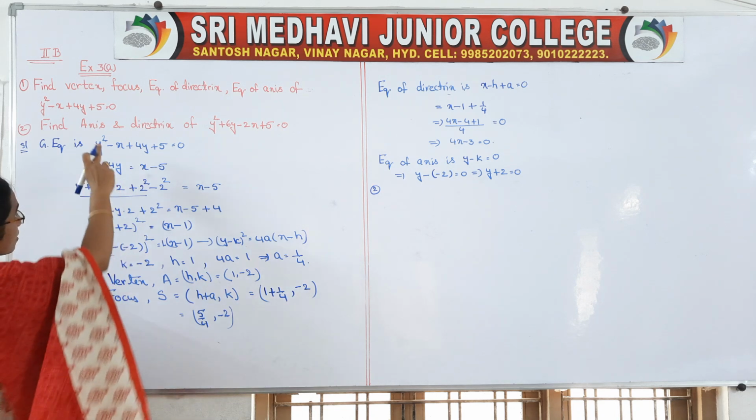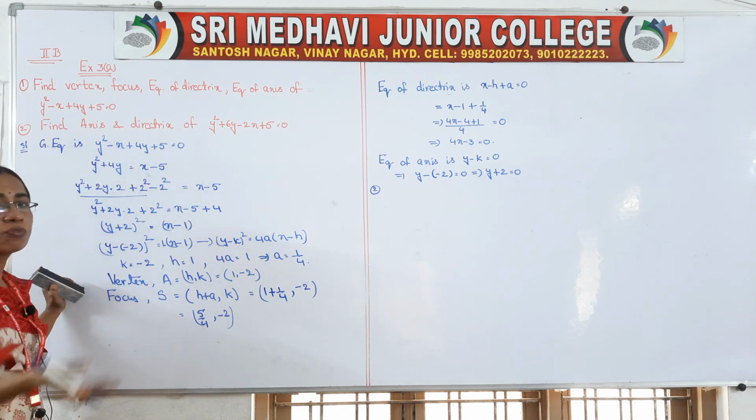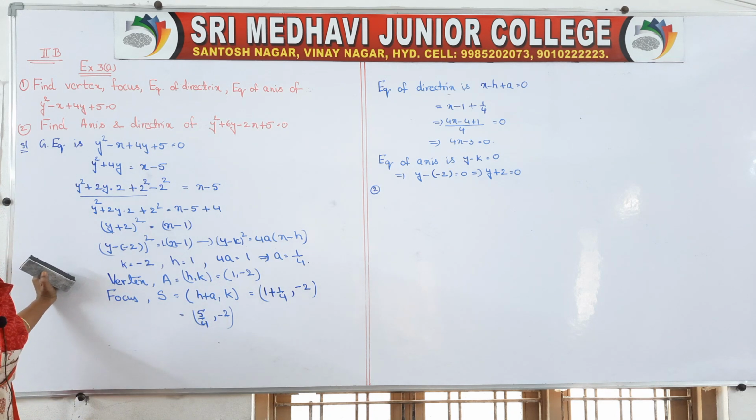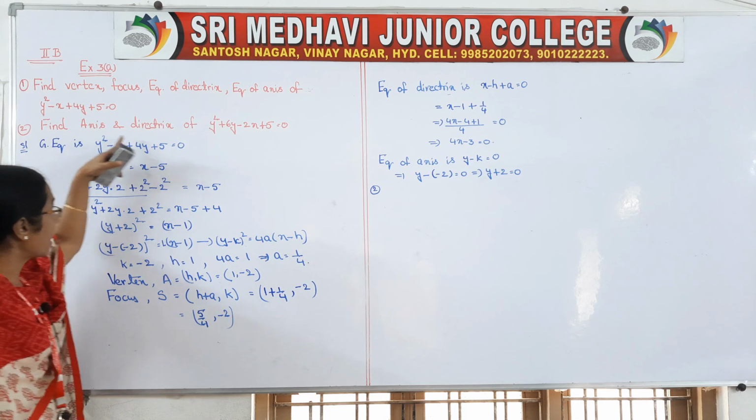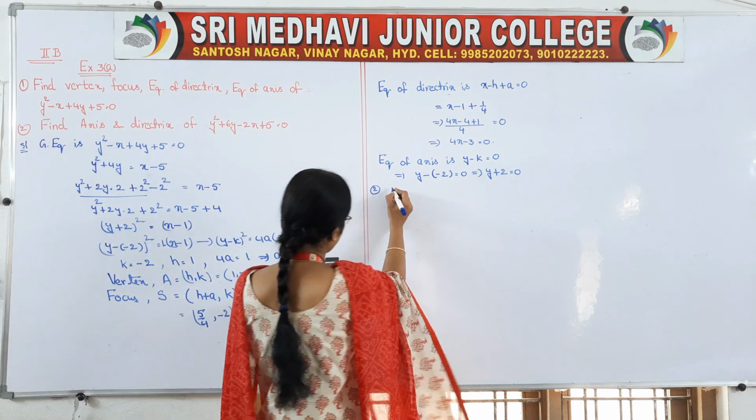If only the axis and directrix are given, or if all 4 are asked, it will be for 7 marks. If any 1 or 2 things, that is 2 particular values, are asked, it belongs to a 2 marks question. So find the axis and directrix of this one.